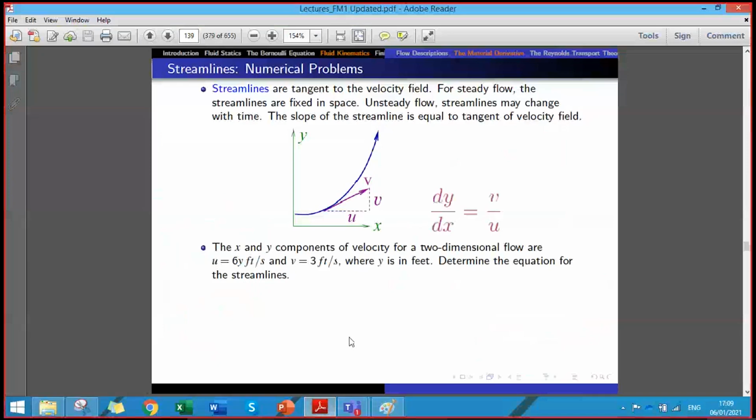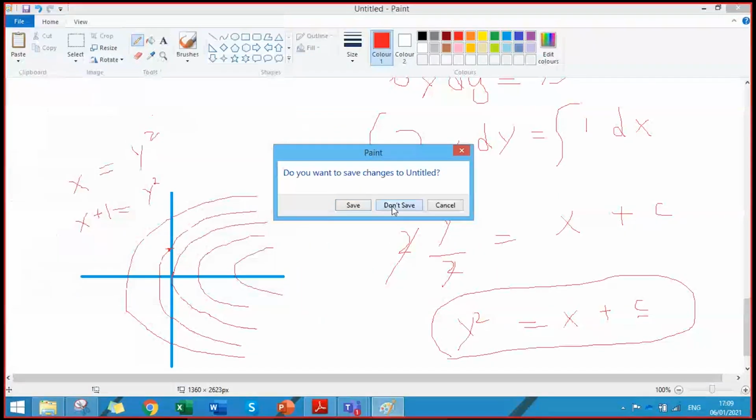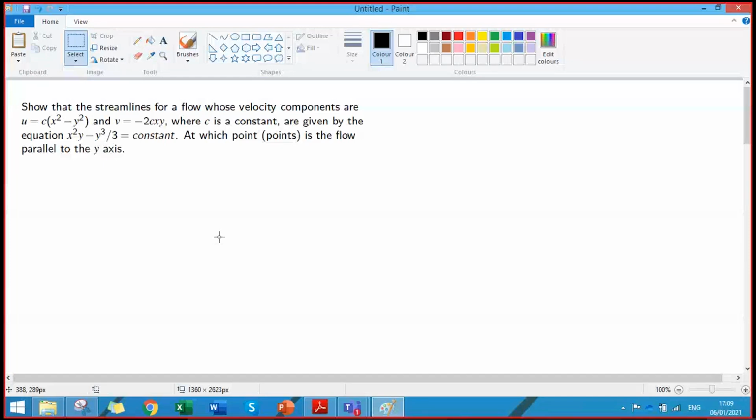So we solve another example to further show that the streamlines for a flow whose velocity components are u equals c into x square minus y square and v equals minus 2cxy, where c is a constant, are given by the equation x square y minus y cube by 3 equals constant. You are given the velocity components and you are required to calculate the equation for the streamlines. You will do that simply using the same understanding that dy by dx equals v by u. You are given v, you are given u. You can use this equation to calculate dy by dx.